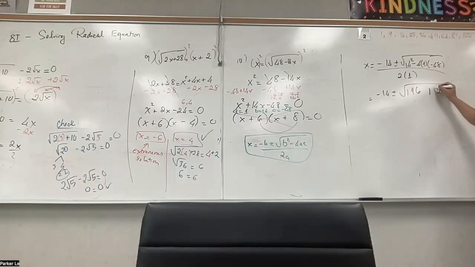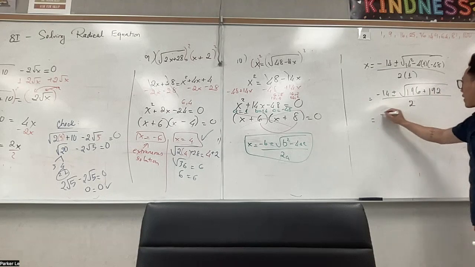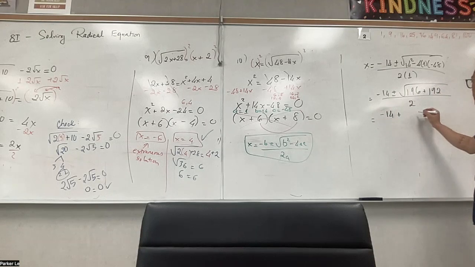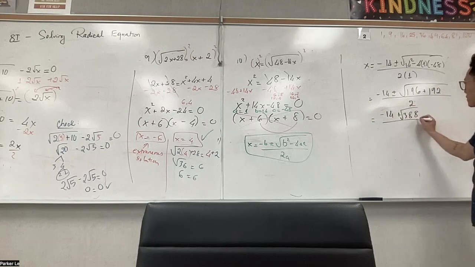192? 192, yeah. 2 times 1 is a 2. All right, so what is 192 plus 196? 192 plus 196 is 338. Yes.